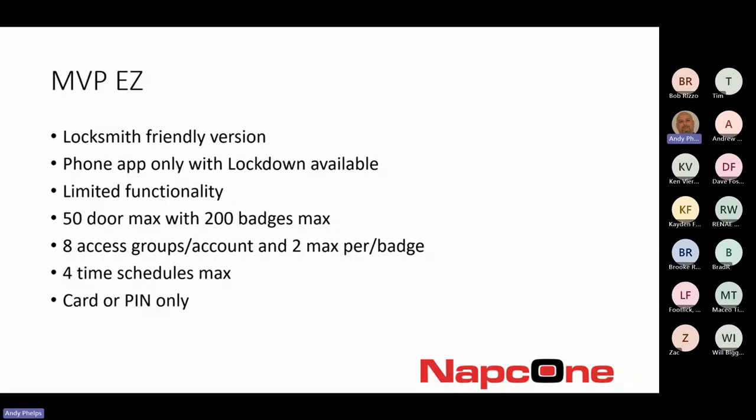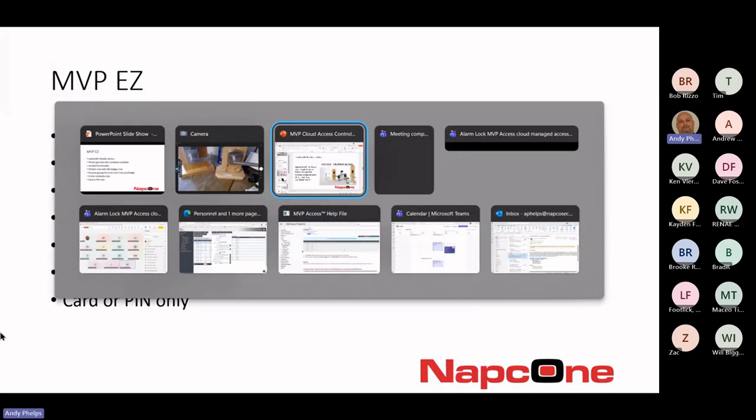You get the card, the lock with the QR code, scan the code, it adds the lock in. Add your badges, add your access groups, your schedules, and that's pretty much it. Okay. There's really not a whole lot of functionality with EZ. But like I said, it uses the same backbone.